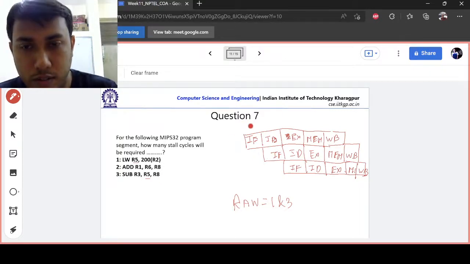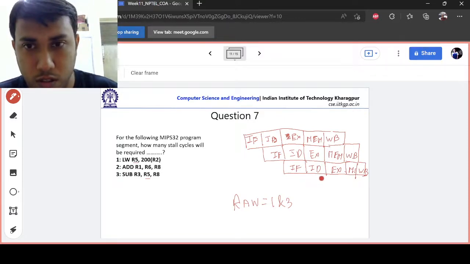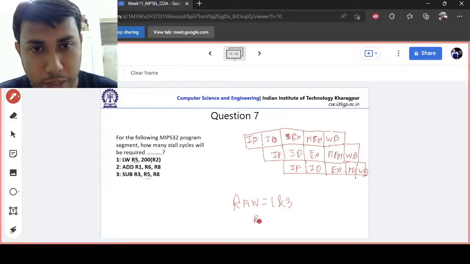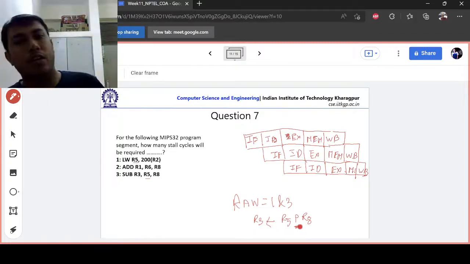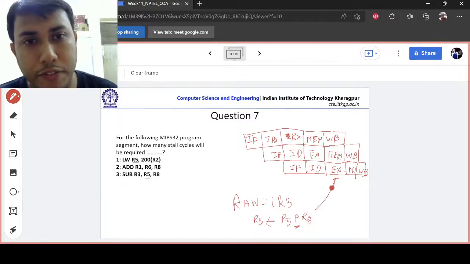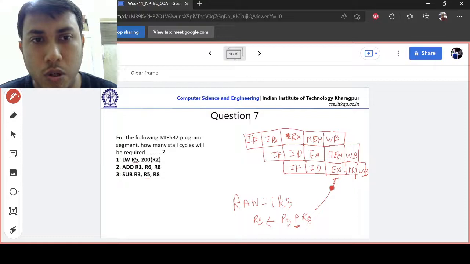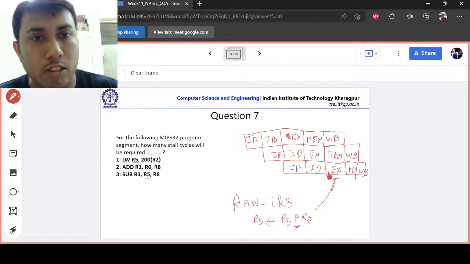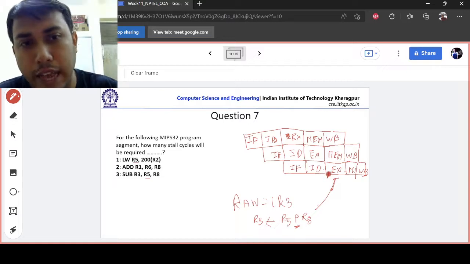So what happens in 3? In statement 3, R3 is basically R5 plus R8. And where does this add operation occur? The add operation occurs in the execute phase. So the values of R5 and R8 must be present by this stage. They have to be present to the ALU, so this happens in the ALU, and they have to be present by this stage.